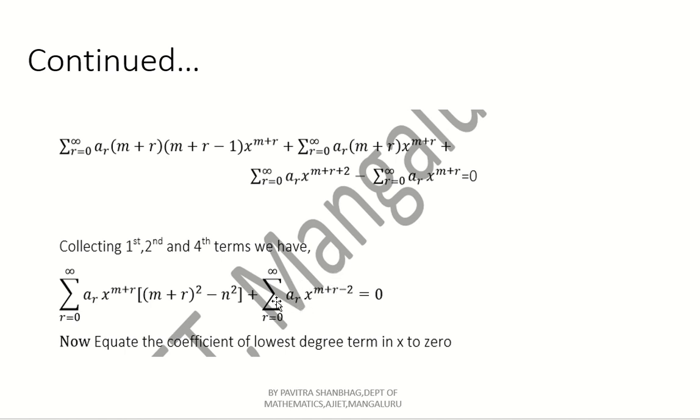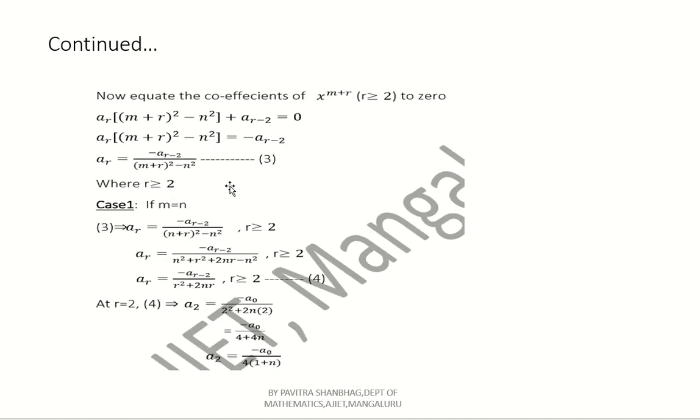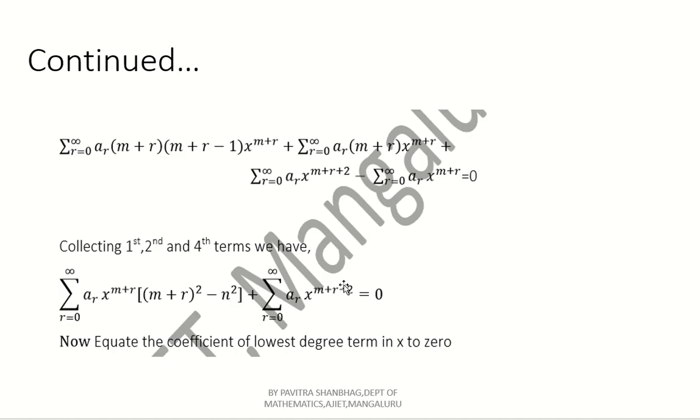What is its coefficient? a_(r plus 2), because we are replacing r by r plus 2. Finally, we have to simplify it in this form. See here, a_r into (m plus r) whole square minus n square. There is one small mistake here. It should be plus 2; by mistake we have replaced minus 2. It should be plus 2, because x square is multiplied here, and x power m plus r plus 2 is there.